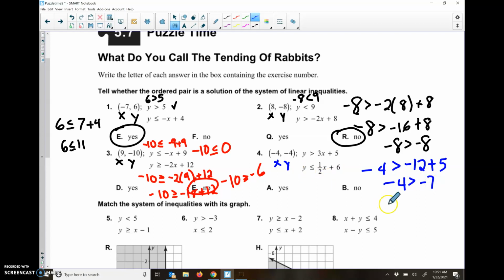And then for the bottom one, -4 is less than or equal to half of -4, which is -2. -2 plus 6 is +4. So that is also true. -4 is less than or equal to +4. So that's going to be a yes.